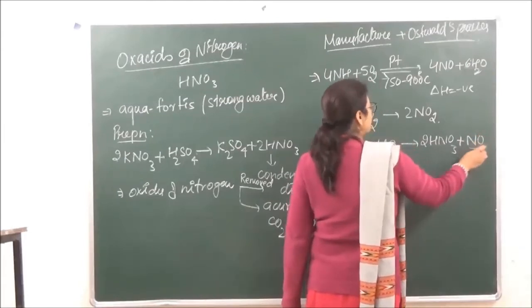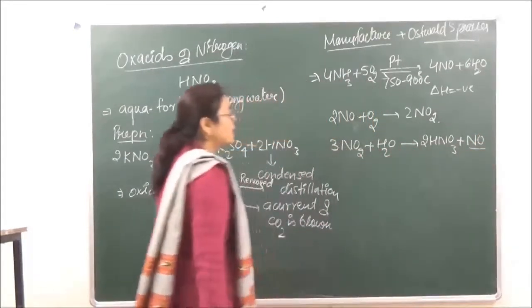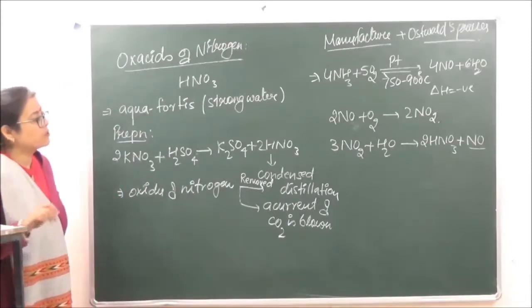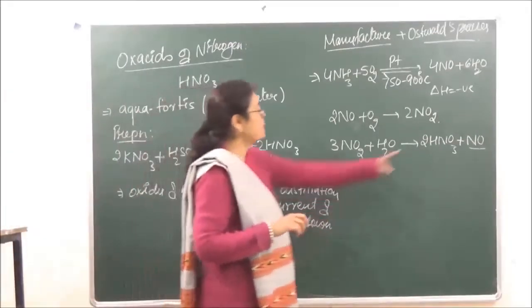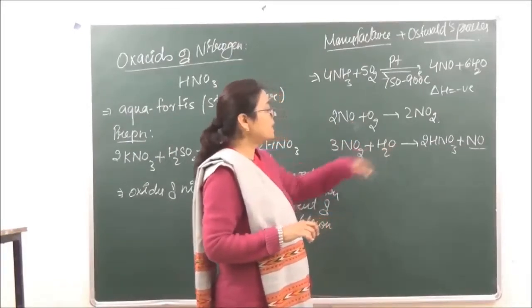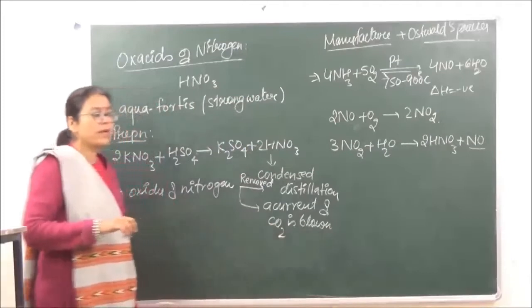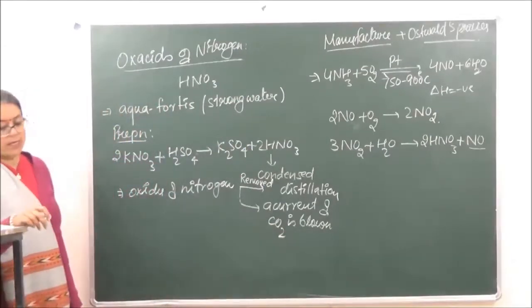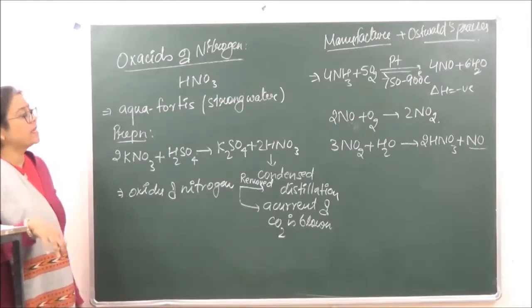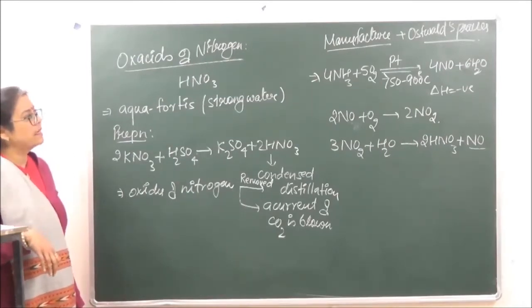Now in the last step you can see over here that again we are producing NO as a byproduct, that is nitric oxide as a byproduct. This nitric oxide can be used over here in the second step, and we can get nitric acid again. Okay, so it can be reused, and because of that it can again be recycled. ठीक है, समझ में आ गया?